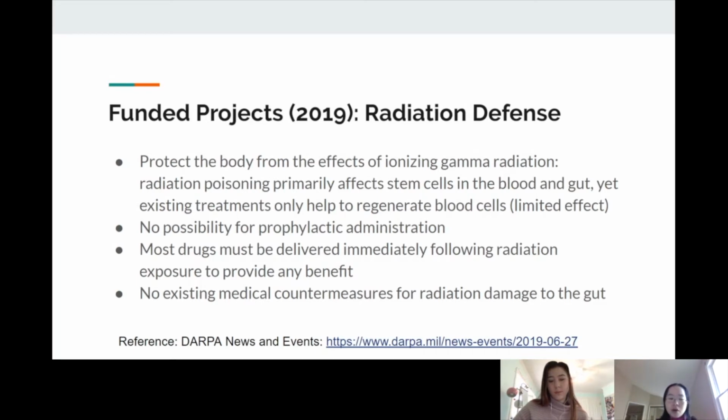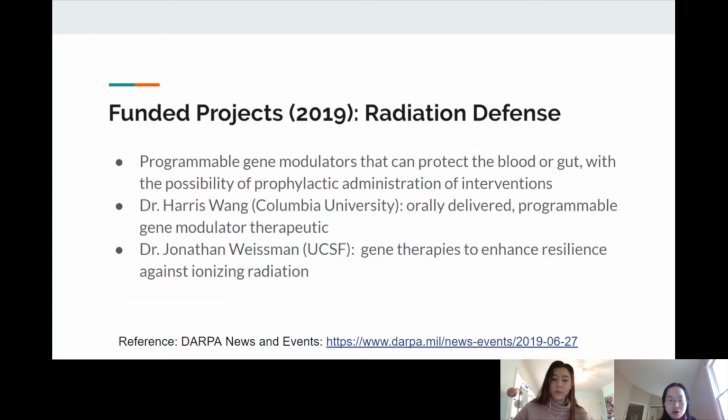And most drugs must be delivered immediately following radiation exposure to provide any benefit. So you can't really have that lag time. If you don't get medical help in time, the drugs that are available might not help at all. And also there are no existing medical countermeasures for radiation damage to the gut. So what the teams are working on for the radiation defense part of the PREPARE program is programmable gene modulators that can protect the blood or gut with the possibility of prophylactic administration or interventions.